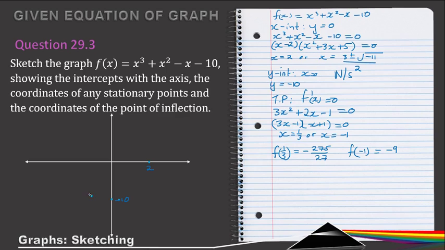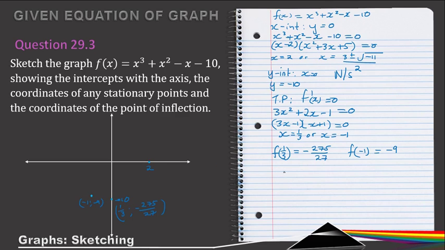We have this one at -1 and -9, and then this guy here, which is now hidden, but it's over here, is at 1 over 3, just 1 over 3, and -275 over 27. Okay. Alright, so now we've got our two turning points here, our y-intercept and our x-intercept.